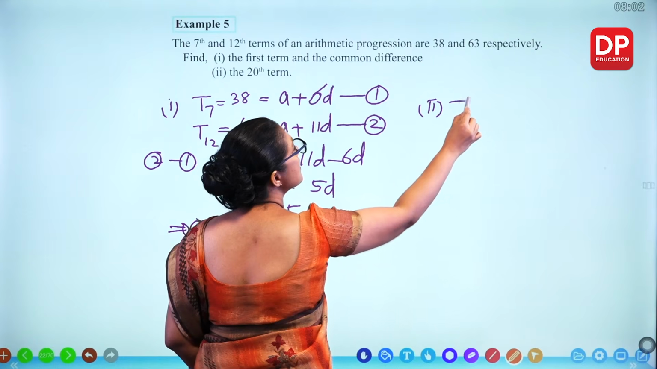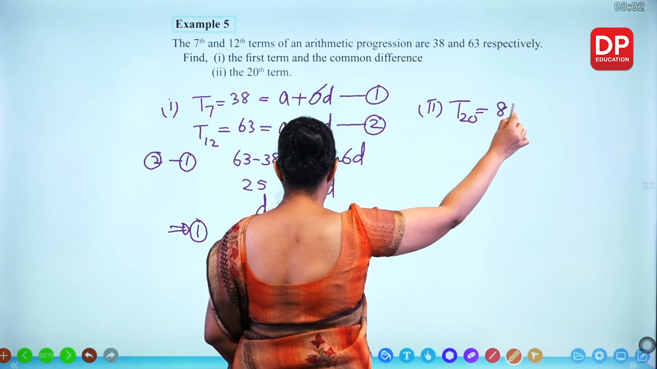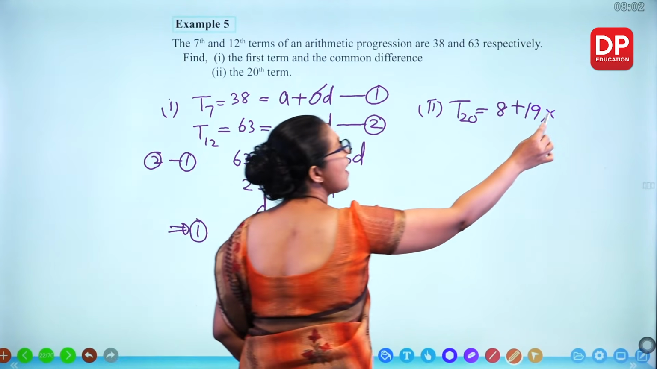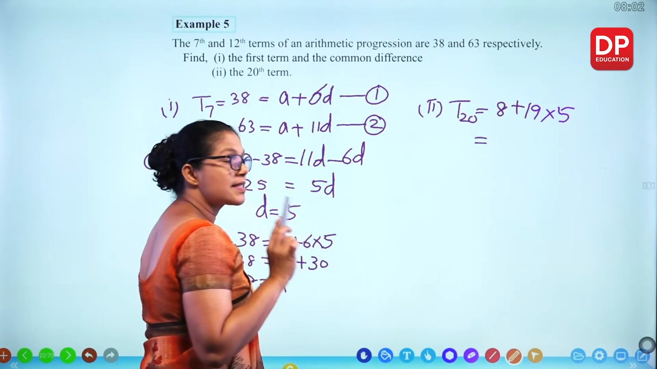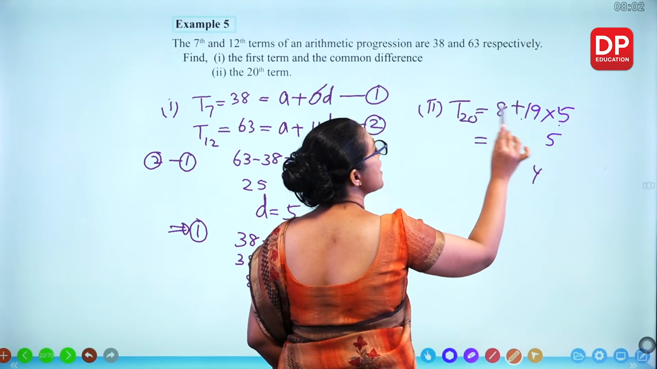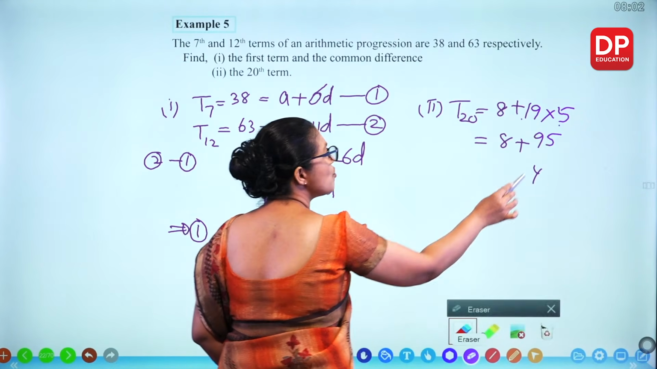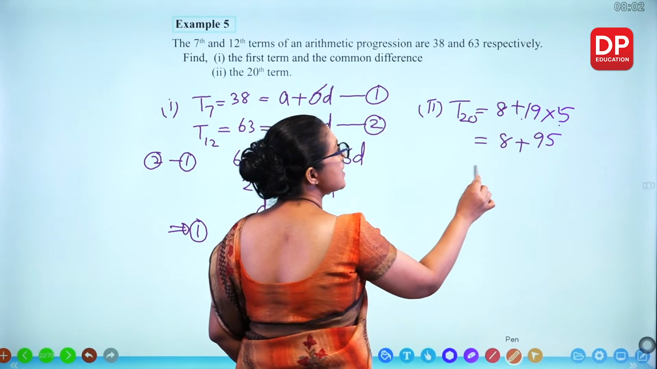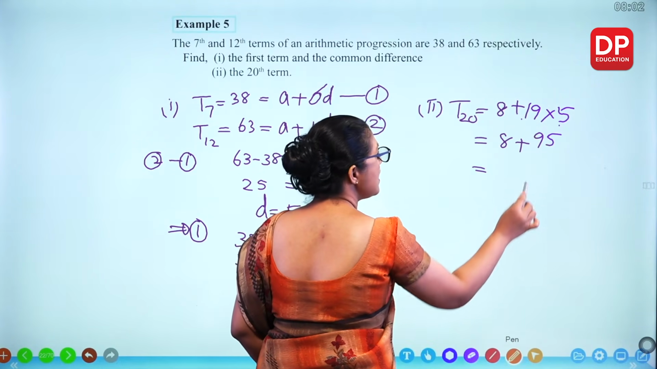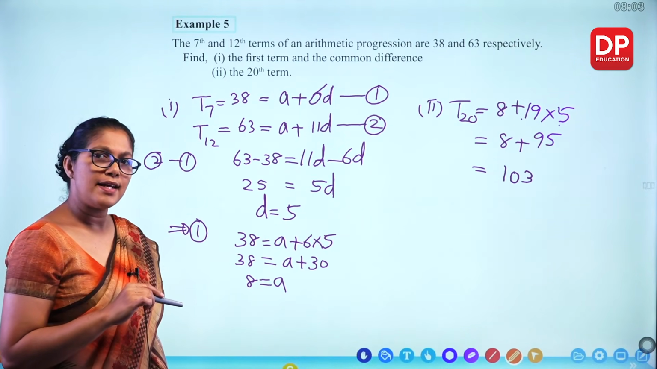T20 is equal to the first term plus 20 minus 1, which is 19, times D. D is 5. Now BODMAS, multiply first. 5 times 19 is 95. So when you add these two, 8 plus 95, what do you get? 103. So the 20th term is 103.